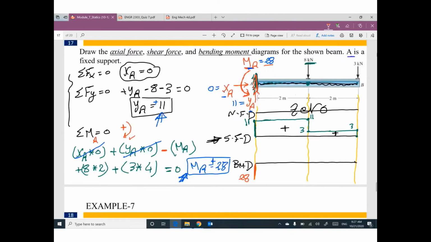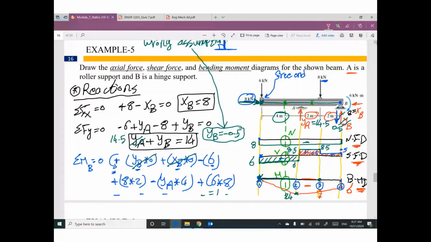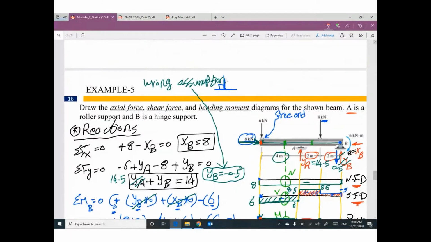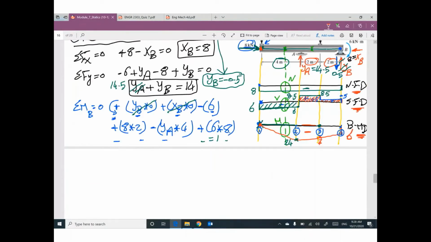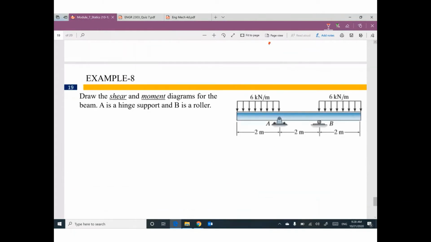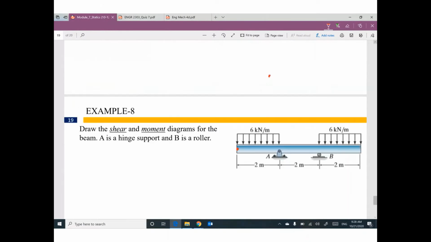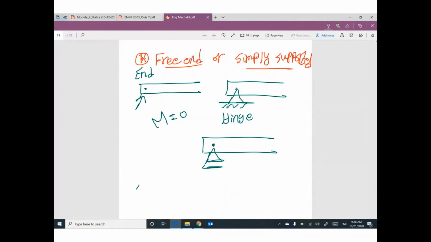If you go back to the previous problem, at this location, which is a hinge, we started with 0. In the next example, this hinge, I will start with 0, and this end is a free end, I will start with 0. But in this example, we have a fixed support, so we are in the second case.